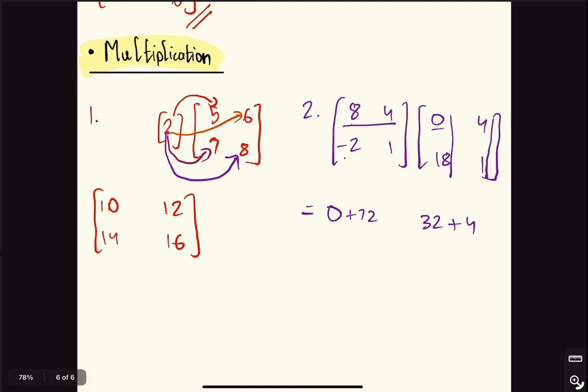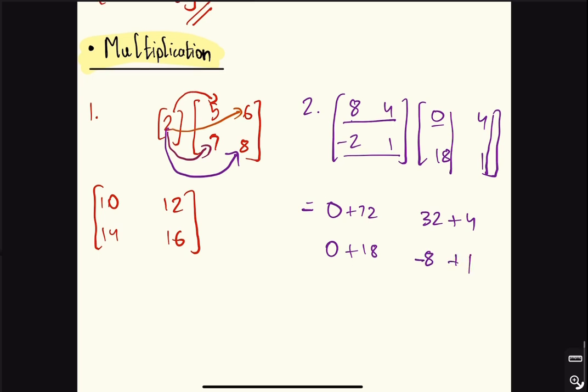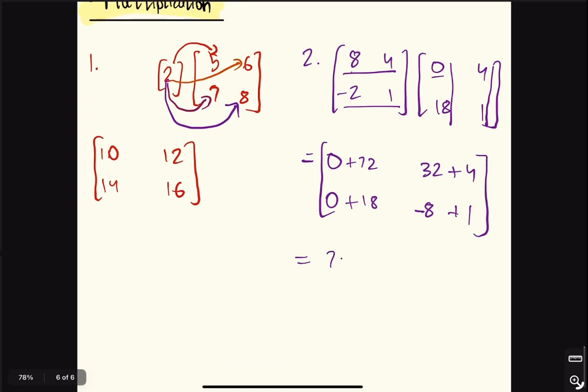Now same thing with this second one. Minus 2 into 0, 0. 1 into 18, 18 plus 18. Now with this row, with this column, minus 2 into 4, 2 fours are 8, then minus 8 plus 1 ones are 1. Now if we solve this, we'll get 72, 36, 18, minus 7. Okay, this is our required matrix.